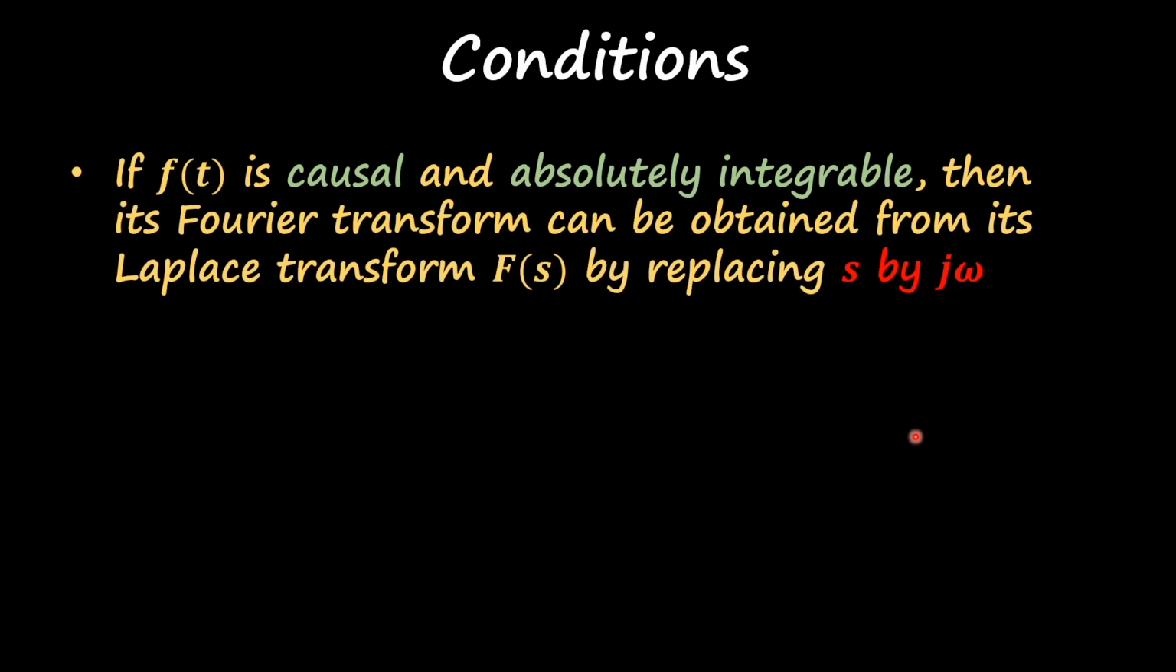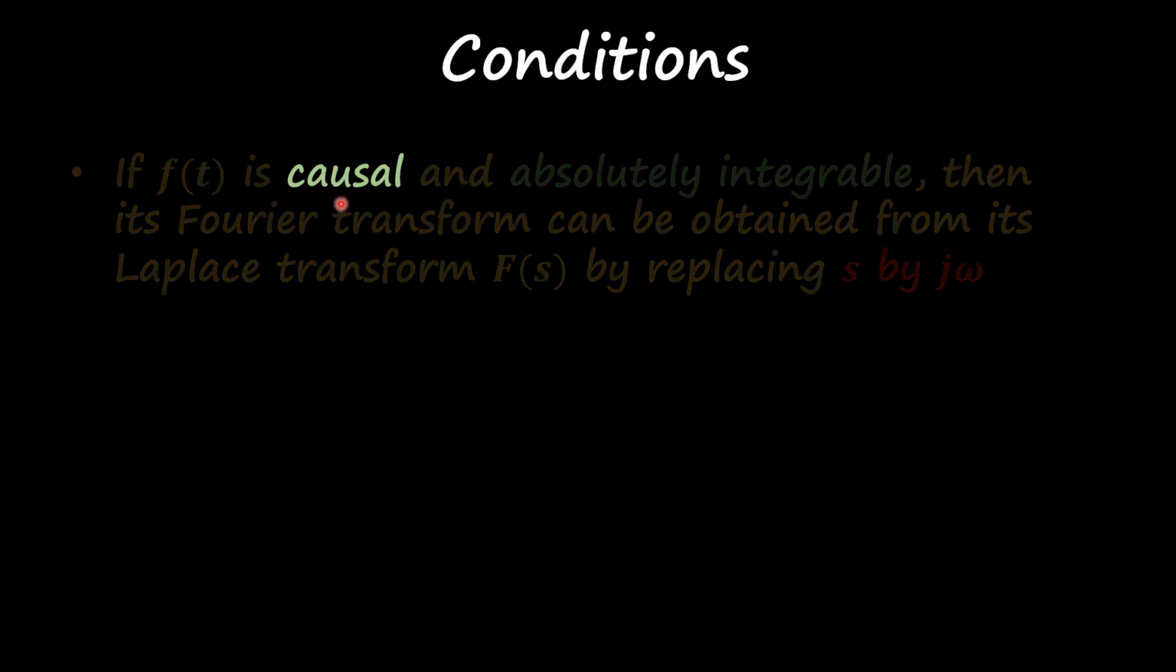So I'm going to present these in two ways, one more descriptive and then a second way a little bit more mathematical. So in terms of conditions, your f of t needs to be a causal signal and absolutely integrable. Then its Fourier transform can be obtained from its Laplace transform F of s by replacing s by j omega. So let's just dive in a little bit on this really quick.